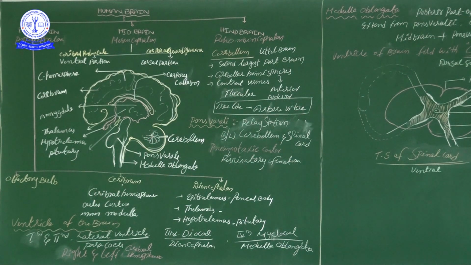Its appearance is just like a tree head. When you drew a tree diagram in childhood, you drew tree leaf-like structures. Imagine an image like this. So this tree-like structure we call the arbor vitae. The tree-like structure is surrounded by the cerebellar cortex, the outer part, and you have to remember that. That is about the cerebellum.